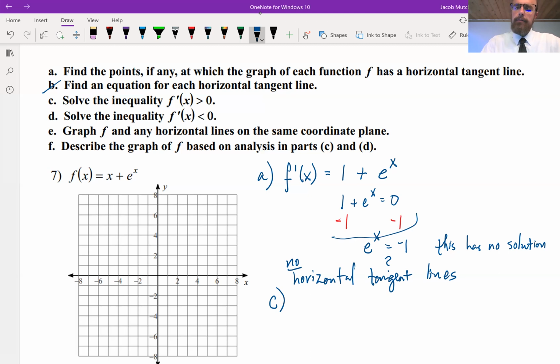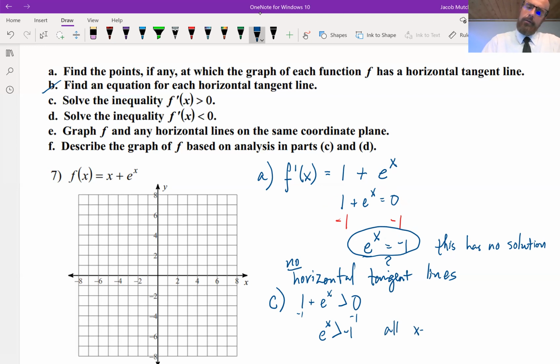Based on this fact, again, really I should include that equation right there. If I set that up, 1 plus e to the power of x is greater than 0 and subtract 1, that inequality where we're saying for what power of x, if I raised e to that power, would it be greater than -1? All x values. So again, it's another way of saying the slopes of the tangent lines for this function are always positive.